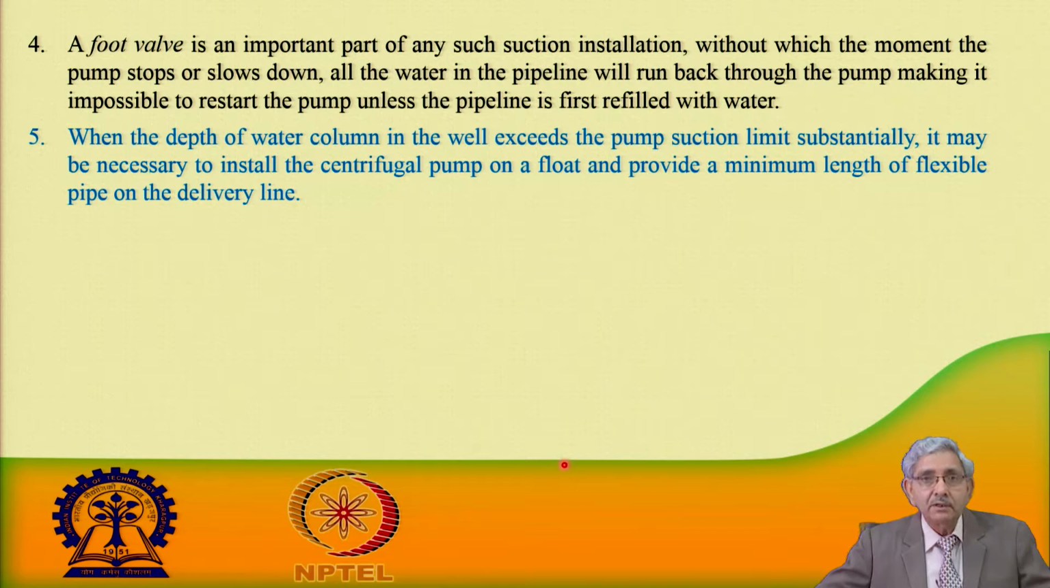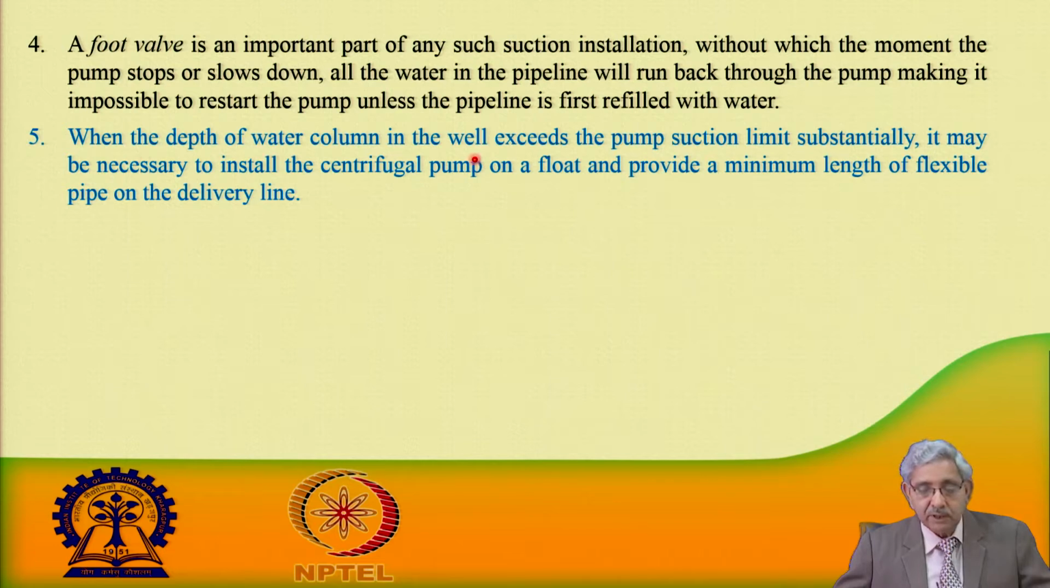Foot valve is another component and it is installed at the suction side of the pump and suction side of the pipeline. Without it, when the pump stops or slows down, all the water in the pipeline will run back through the pump, making it impossible to restart the pump unless the pipeline is first refilled with water. So, this is an important component of the centrifugal pump.